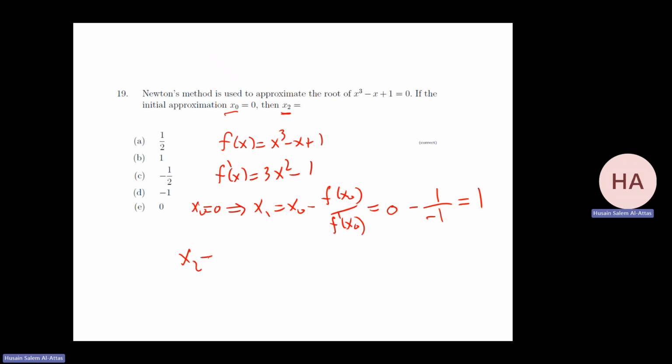So x2 will be x1 minus f of x1 over f prime of x1. Just doing the calculation, I'm not doing anything else. This is 1 minus 1, 0 plus 1. So I have 1 over, I plug 1 here, 3 minus 1, which is 2. 1 minus half, that will be half. That is really my answer.